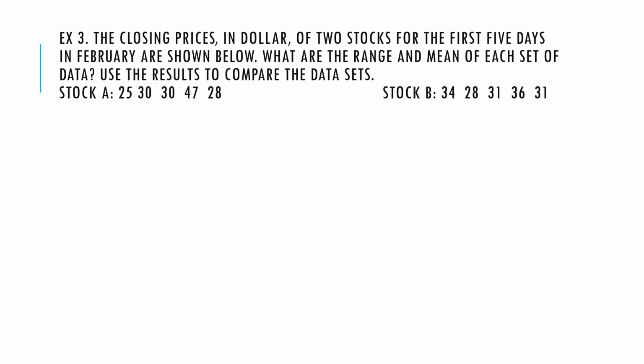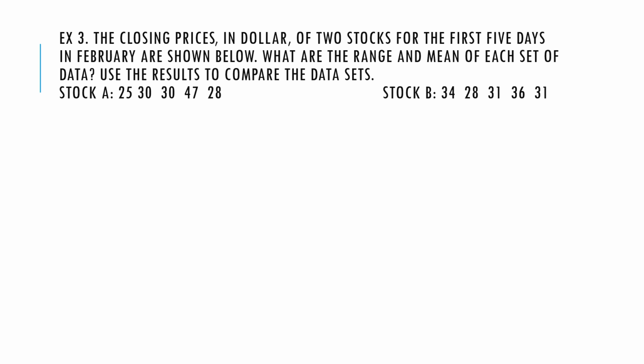Alright, example number 3 says the closing price in dollars of 2 stocks for the first 5 days in February are shown below. What are the range and means of each set of data? Use the results to compare the data.